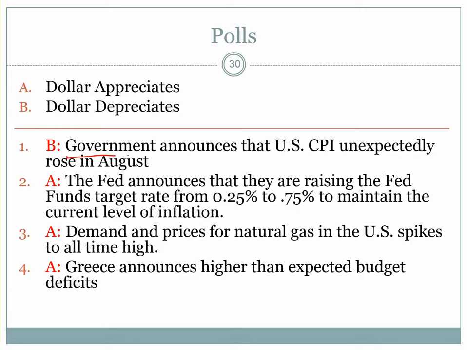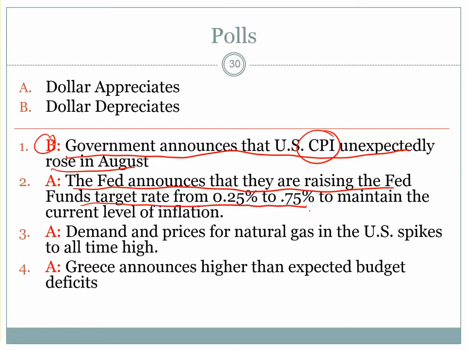Say today that the government announced that CPI, a measure of inflation, unexpectedly rose in August. What I would expect to happen that day would be the dollar to depreciate against major currencies, as people now just believe the dollar is less desirable. However, if the Fed announced they are raising the Fed funds target rate from 25 basis points to 75 basis points to maintain the current level of inflation, and that was a credible announcement, all that means is inflation is still in check, but interest rates are higher. Therefore, there's going to be more demand of foreigners for U.S. debt. The dollar is going to appreciate.